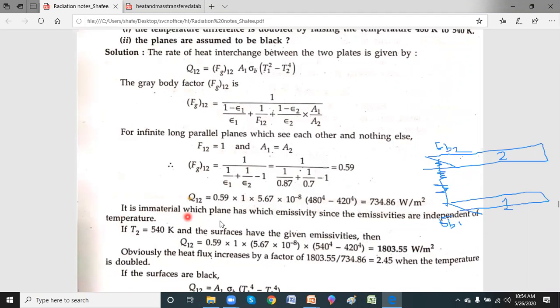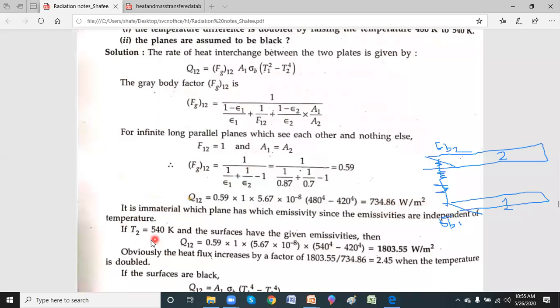Now it is immaterial which plane has which emissivity, since emissivity is independent of temperature. Whenever I take the emissivity formula, it won't depend on the temperature. So whether I consider this as 1 or this as 2, with epsilon 1 and epsilon 2 interchanged, you won't find any change in the answer. You will get Q1 as 734.86 watts per meter square.